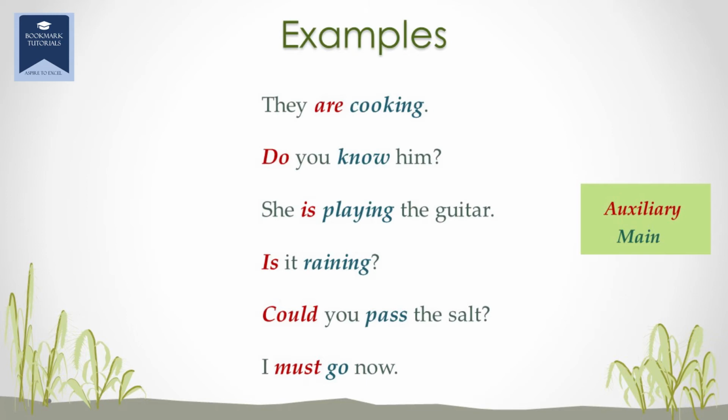Let's look at some more examples. The auxiliary verbs are written in red and the main verbs are written in blue. She is playing the guitar. Is it raining? Could you pass the salt? I must go now.